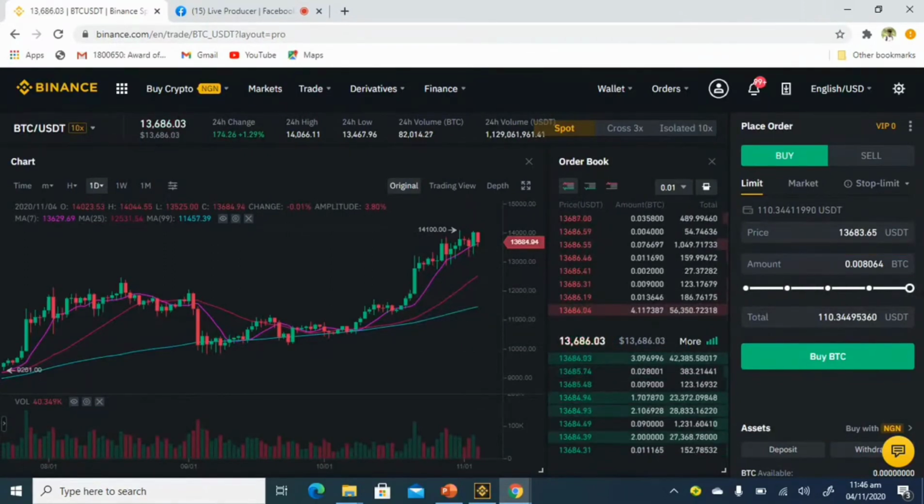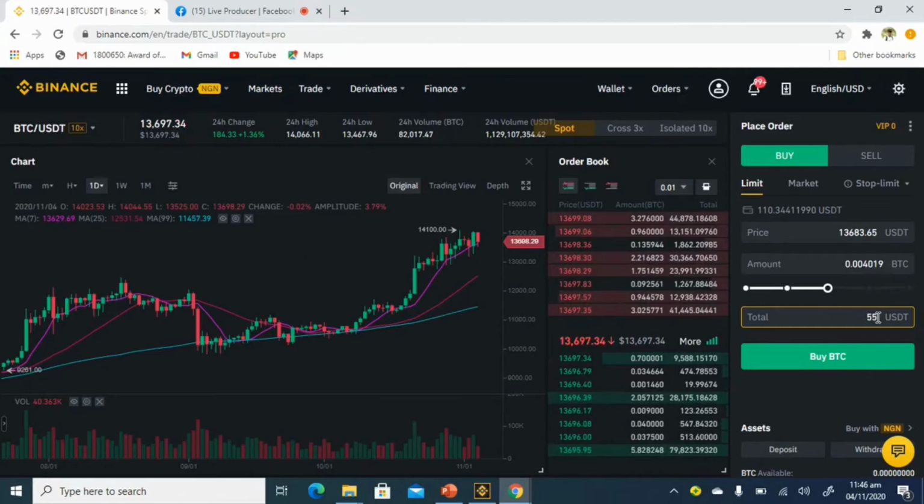Then here, you can easily select the percentage of your USDT holdings that you want to use to buy Bitcoin. Here means 100%, which means I'm using all 100% of my USDT, that's 110, to buy Bitcoin. Or you can bring it down to 75% or 50%. Or here you can come directly and put the amount you want to spend. Let's say I want to buy Bitcoin for $50, or let's make it $20.